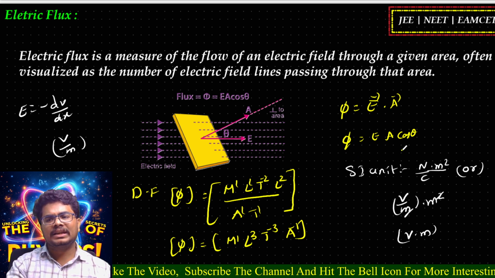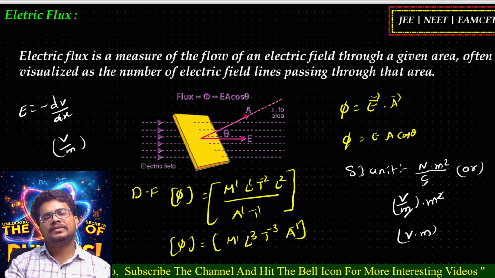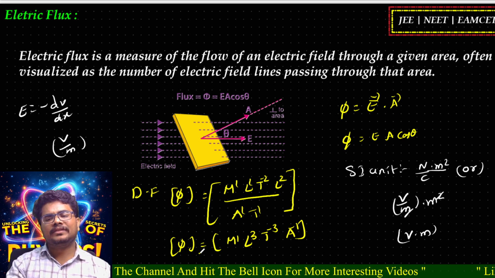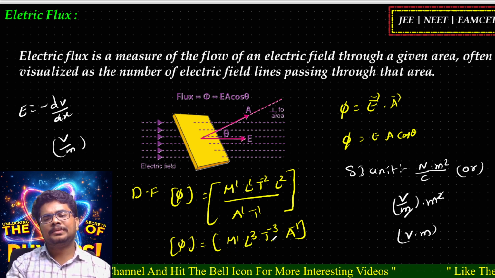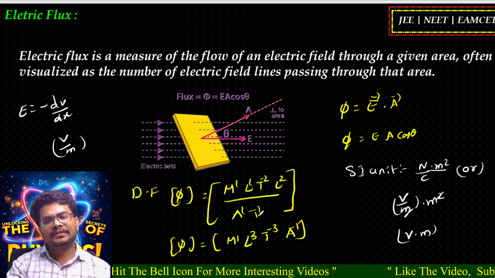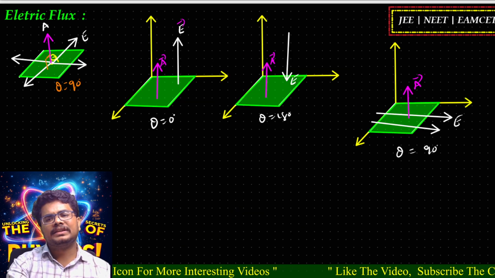The flux formula is EA cos theta, or E vector dot A vector. The SI unit is Newton meter square per coulomb; also we can use volt per meter, volt into meter. And the flux dimensional formula we got is M power 1, L power 3, T power minus 3 into A power minus 1. We did not do it by heart. This T power 1, if we take it to the numerator, becomes T power minus 1, that's why T power minus 3.